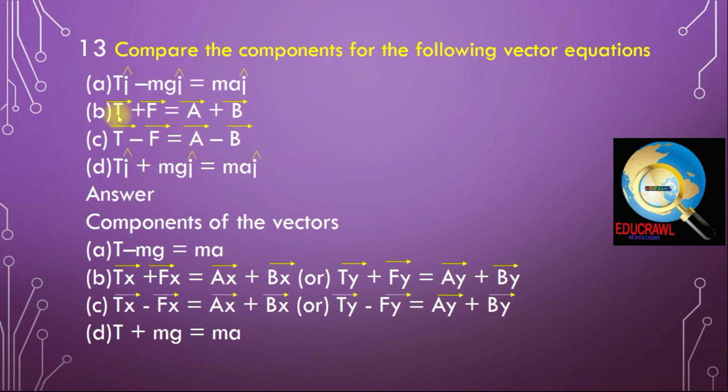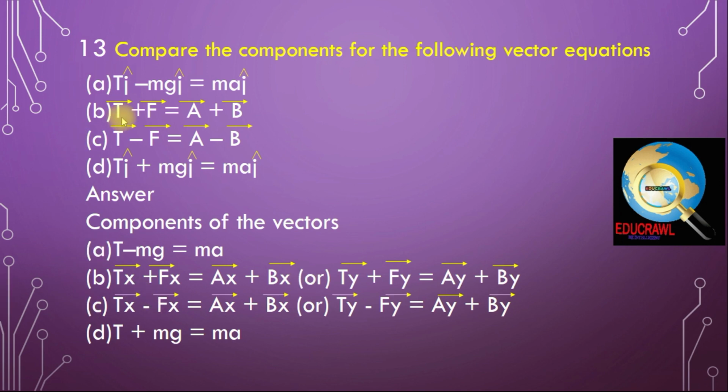See the second equation. In the second equation, the vectors i cap, j cap and k cap are not given, but instead it is T vector plus F vector is equal to A vector plus B vector. It is understood that the T vector has components in both x and y. Similarly F, A and B. So comparing the x components alone, we have Tx plus Fx is equal to Ax plus Bx. Similarly, for y, you can write Ty plus Fy is equal to Ay plus By. If you want, you can have it in the z component also: Tz plus Fz is equal to Az plus Bz.